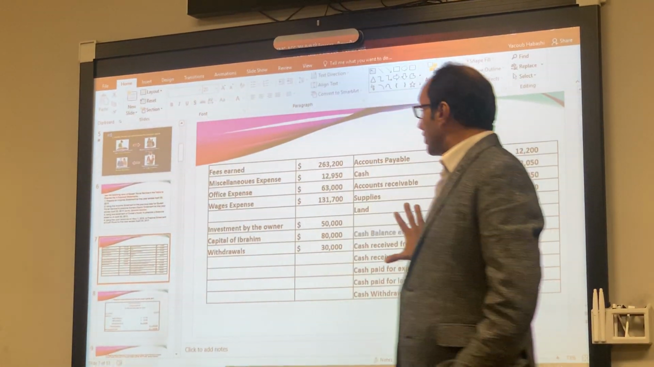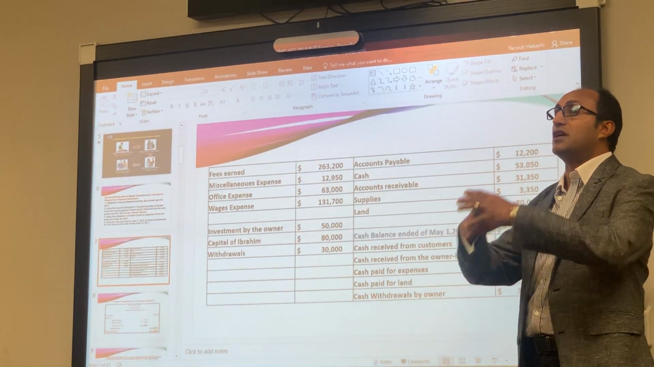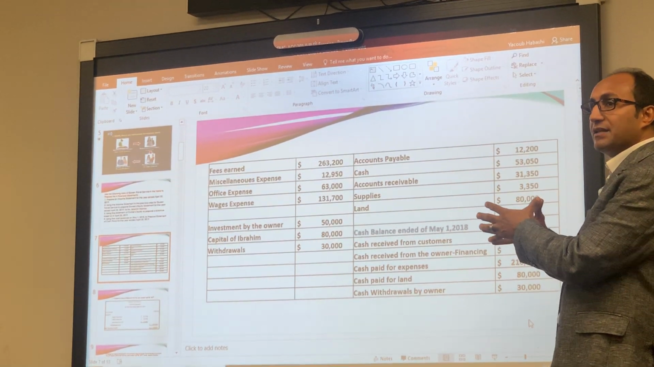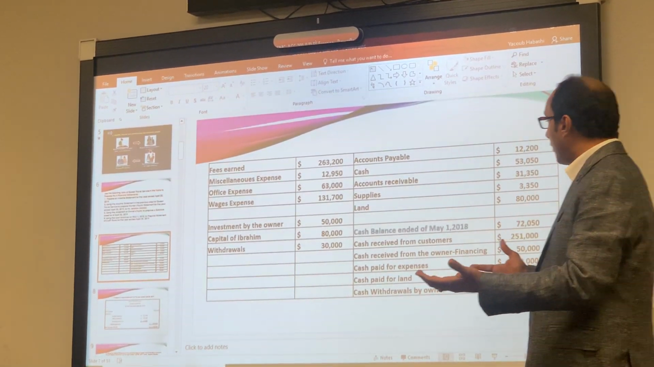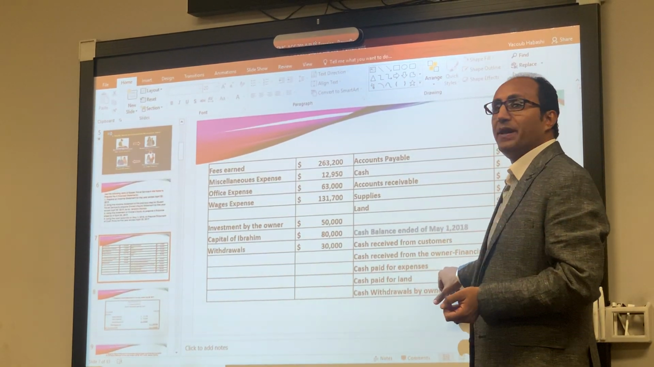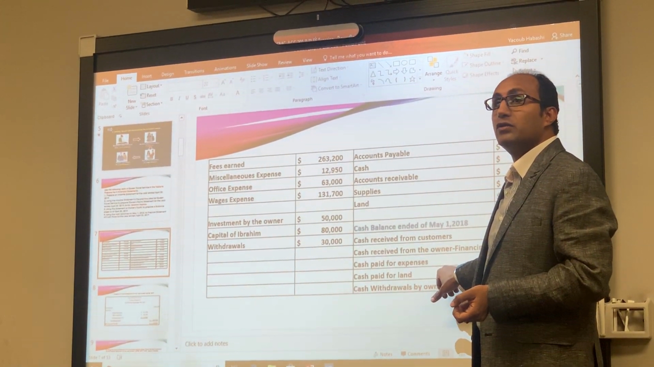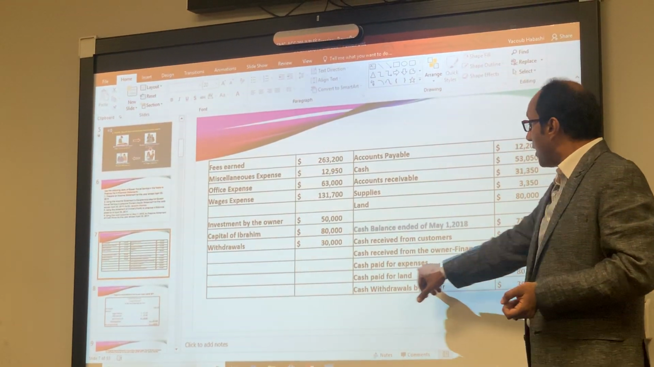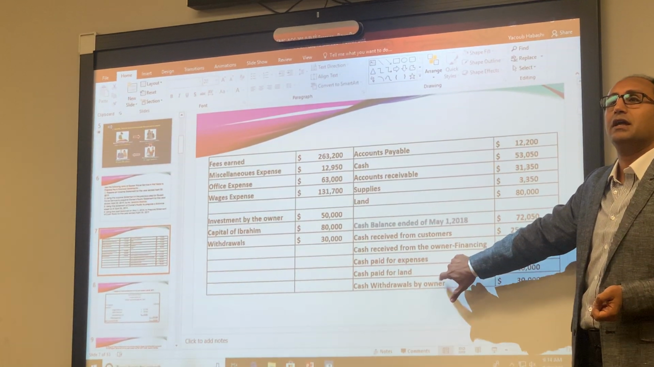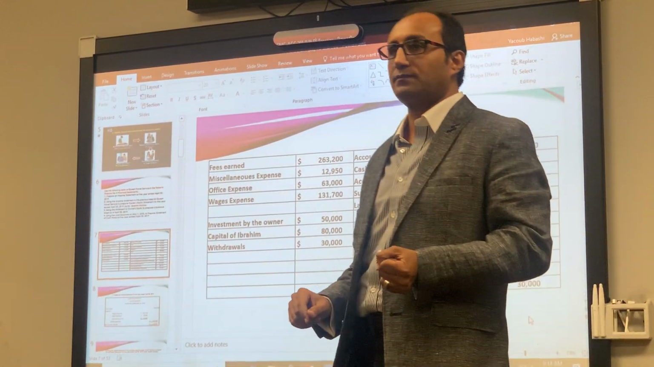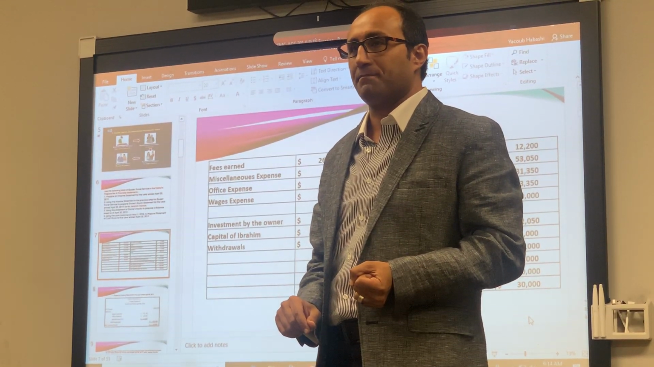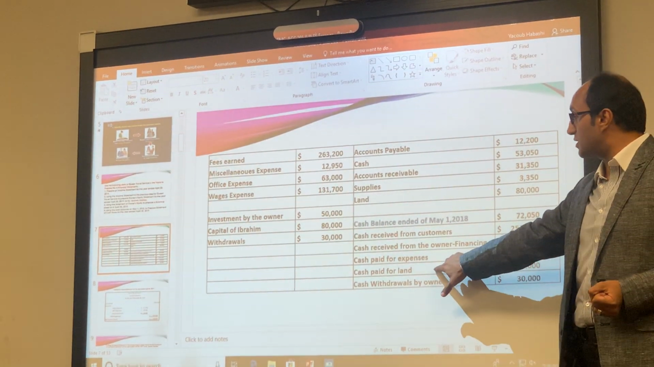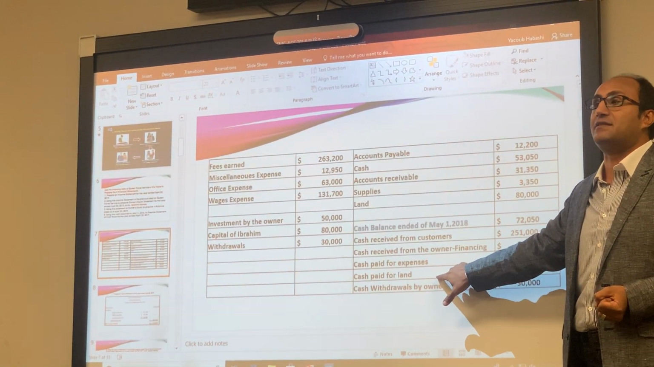We will see. I just explain now. I will give you just one line. When we prepare the income statement or financial statement, you will see. Cash paid for expenses, we will also use this cash to prepare the cash flow. Cash paid for land, reflect for what? Capital? No. Fine. We will use cash paid for land as investment.